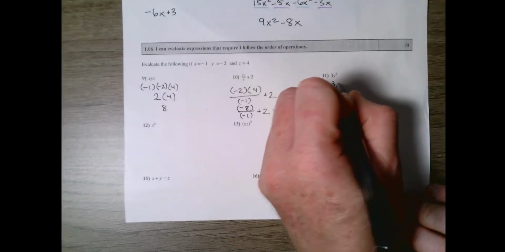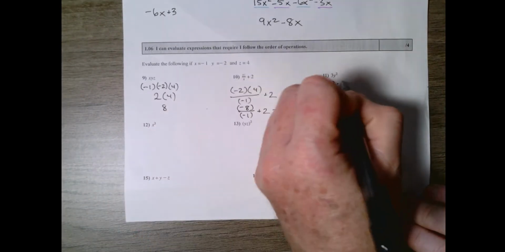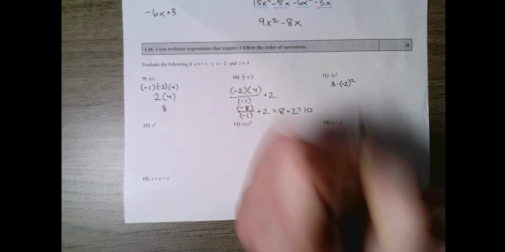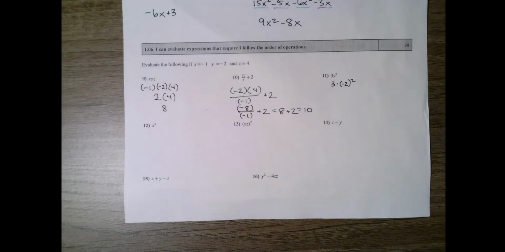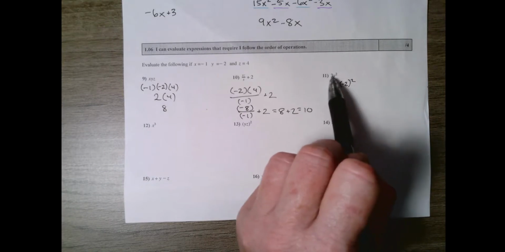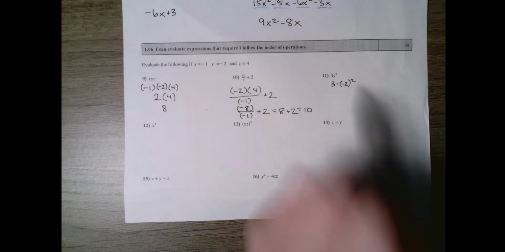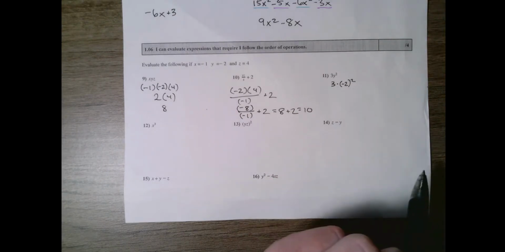Now this one, we have 3 times y squared, and y squared is negative 2 squared. The only thing being squared here is the y. The 3 is not being squared. This is 3 times the y squared. So we have negative 2 squared. Well, negative 2 squared is negative 2 times a negative 2, right?